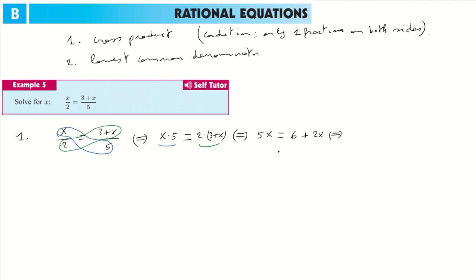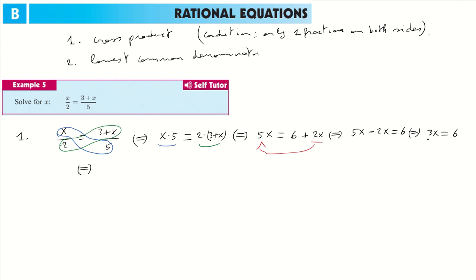And then I just solve this linear equation. The 2x, I have to move it to the left hand side because I want to group all the terms with x on one side and the constant terms on the other side. Since I have just one constant term which is already on the right hand side, I only move the 2x to the left hand side. It's plus 2x on the right hand side, so on the left hand side it becomes minus 2x. 5x minus 2x is 3x, and that should be equal to 6.